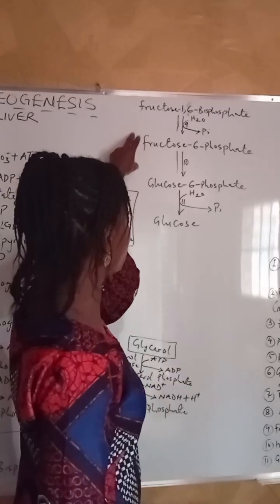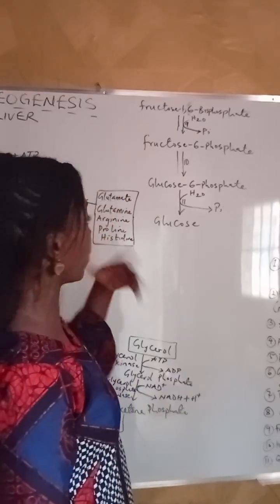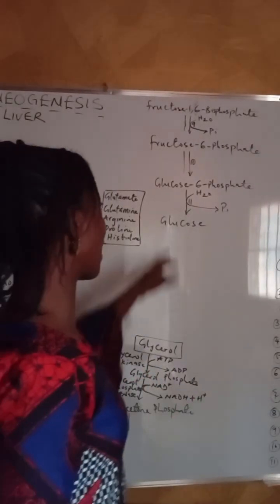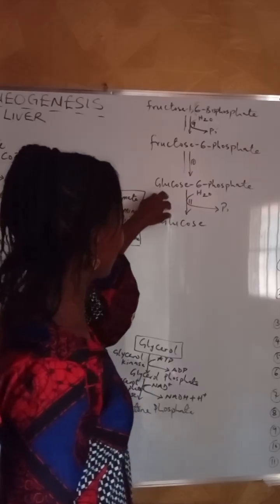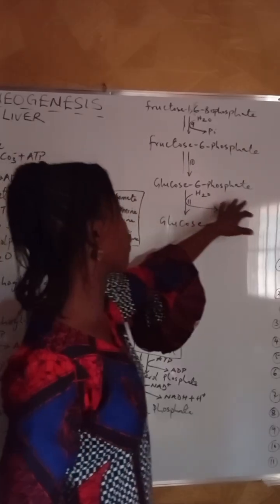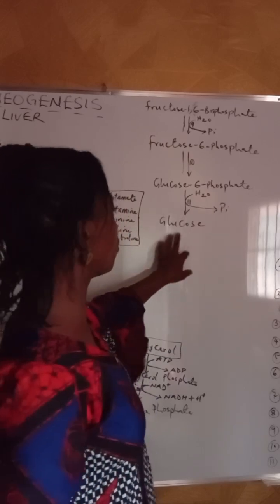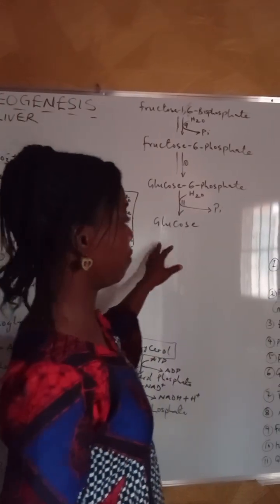And then this also undergoes isomerization, as we saw in glycolysis, to give glucose 6-phosphate by hexose phosphate isomerase or glucose phosphate isomerase. And then lastly, at this last step, glucose 6-phosphate is acted upon by water to remove its phosphate group to give us glucose, our end product.